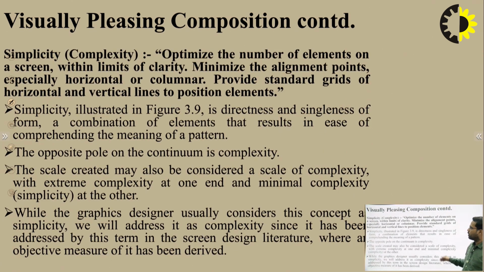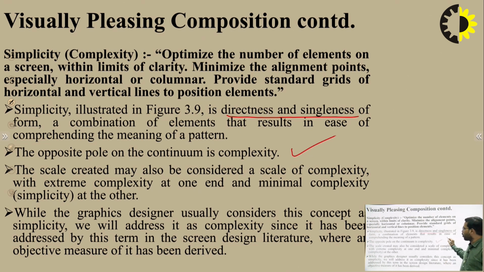Simplicity, complexity: optimize the number of elements on a screen within limits of clarity. Minimize the alignment points, especially horizontal or columnar. Provide a standard grid of horizontal and vertical lines for positioning elements. Simplicity, in figure 3.9, is directness or singleness of form, a combination of elements. The result is ease of comprehending the meaning of the pattern.